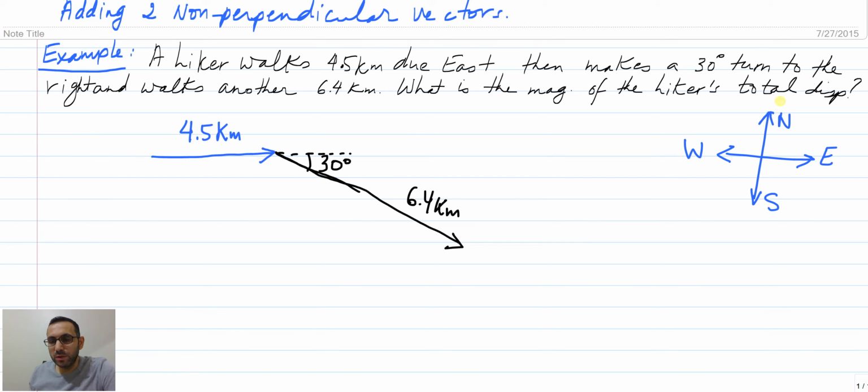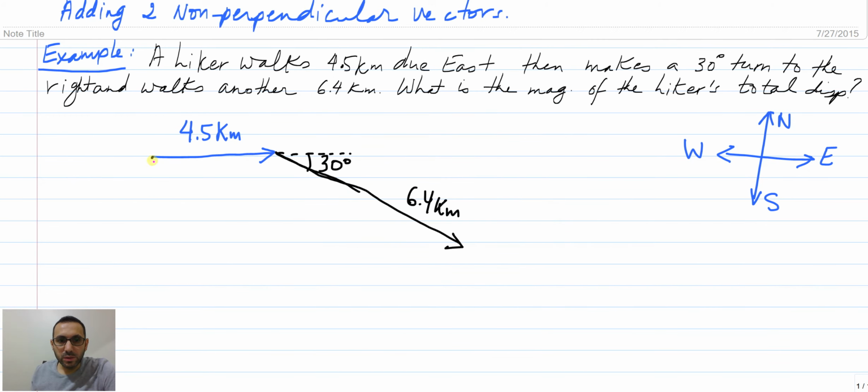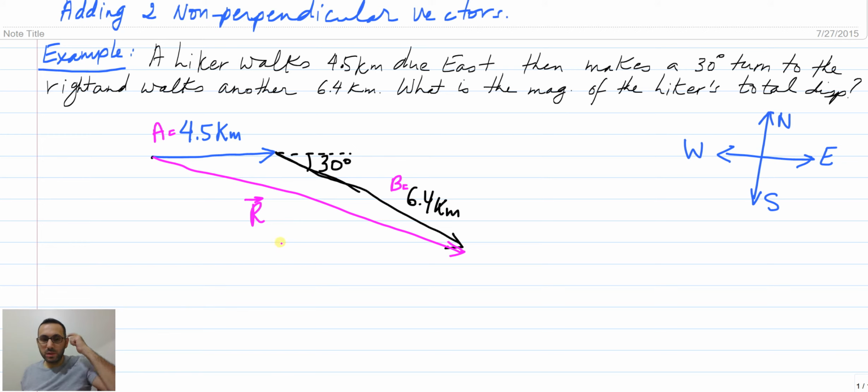What is the magnitude of the hiker's total displacement? The total displacement is from the starting point to the ending point, right? So here is the total displacement, and I will call this the resultant. This is A, and this is B, then this is R. And as you see here, those two vectors, A and B, are not perpendicular.